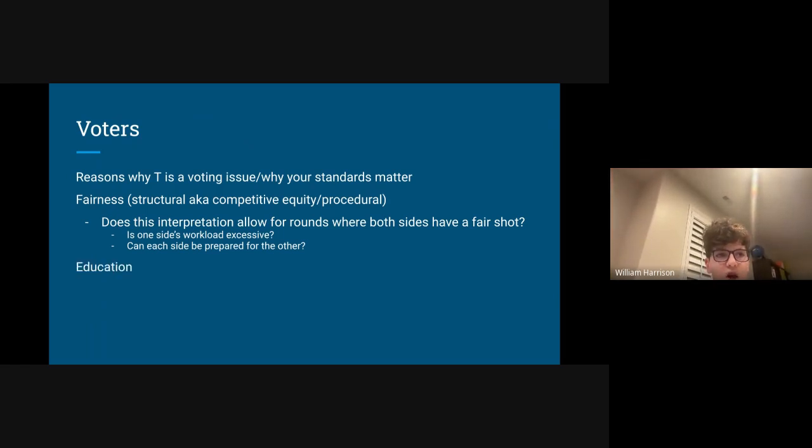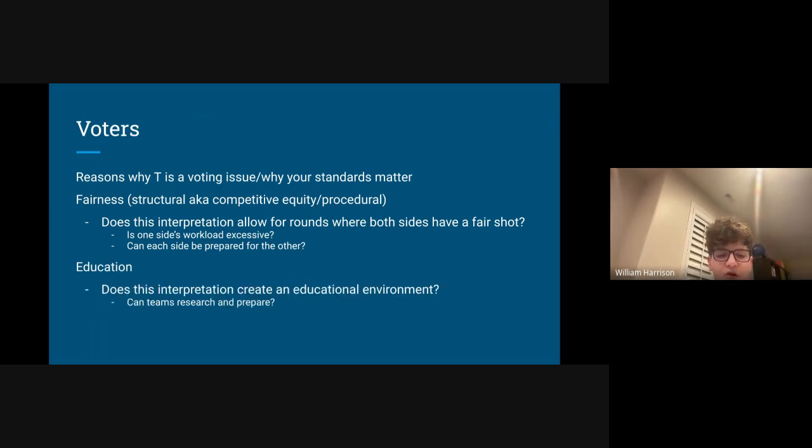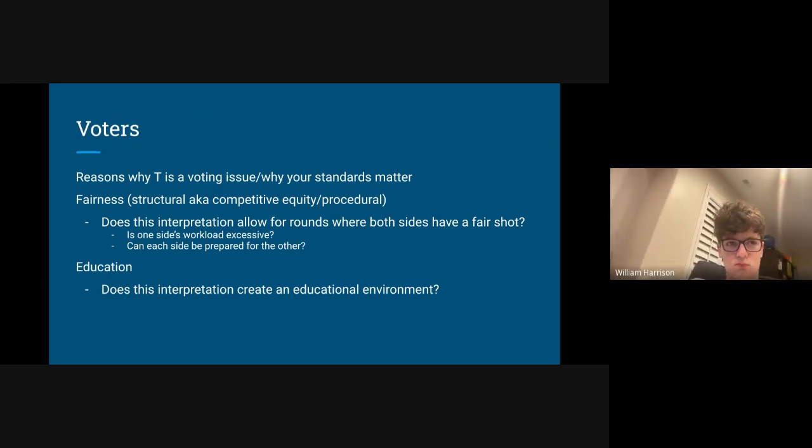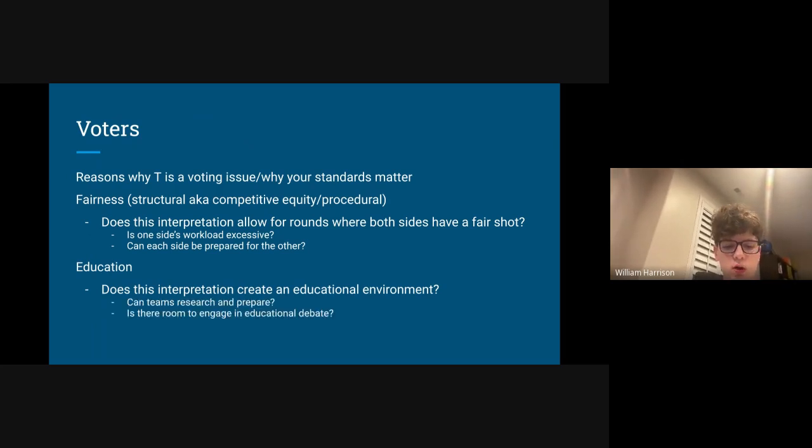The other big voter is education, which is the reason that we do debate. Does this interpretation create an educational environment? How do we get education from debate? You learn how to speak. You do? And go to different events around the world. Yeah, and also when you're researching, you're learning about the world. So by facilitating research and preparation, we're promoting education.